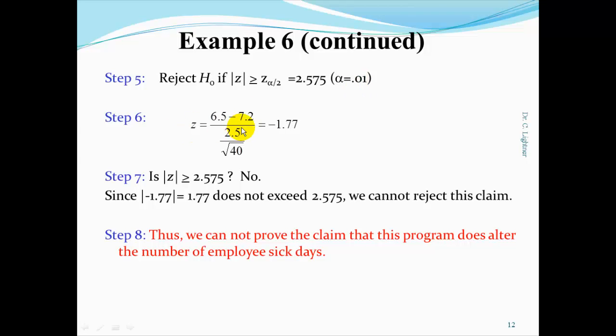In step 6, you should have plugged in your sample mean value, which is 6.5, the mu0 value, or the number listed in your hypotheses, your population standard deviation, and your n value.